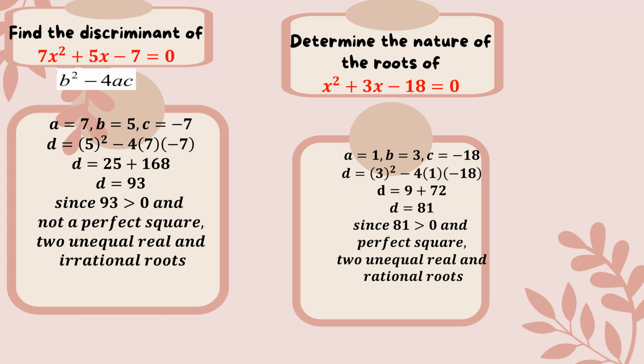Let's proceed to the last example. The given is x squared minus x is equal to 3x squared plus 4. I think we are done with this already, so I need not discuss it anymore.